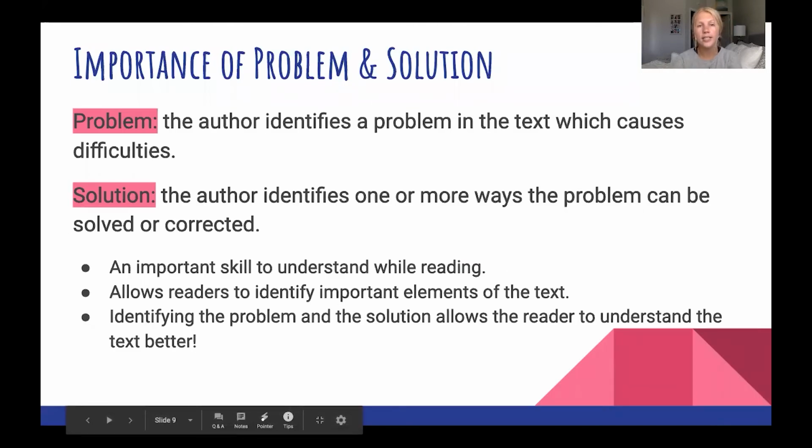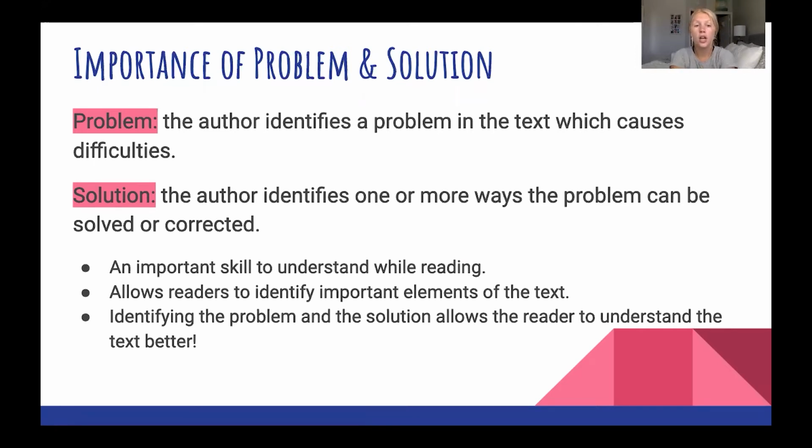What is the importance of problem and solution? The importance of the problem is that the author identifies a problem in the text which causes difficulties. And our problem leads to our solution. Solution: the author identifies one or more ways the problem can be solved or corrected.